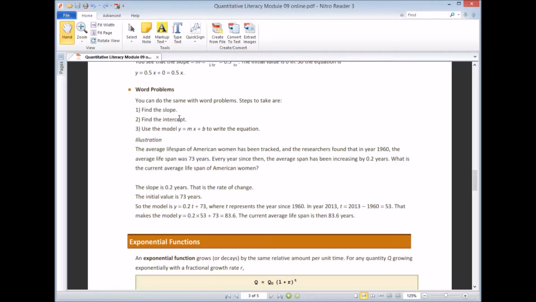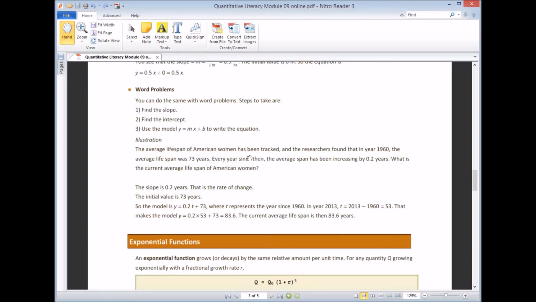Another thing about the intercept is it's typically the initial value, whatever the beginning value is, if it's a word problem. So let's look for these two things, the constant rate of change and whatever the initial value is, and plug that into where the m and the b are.